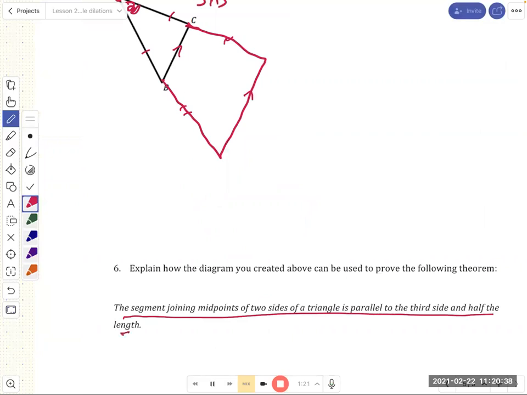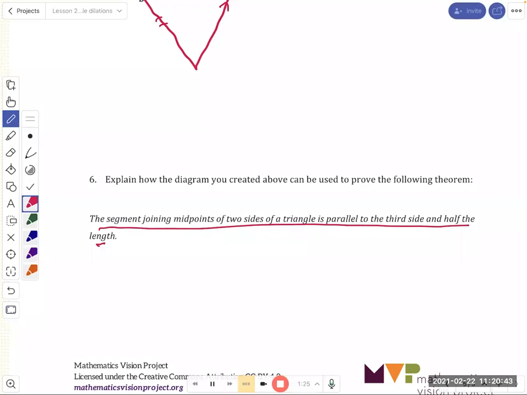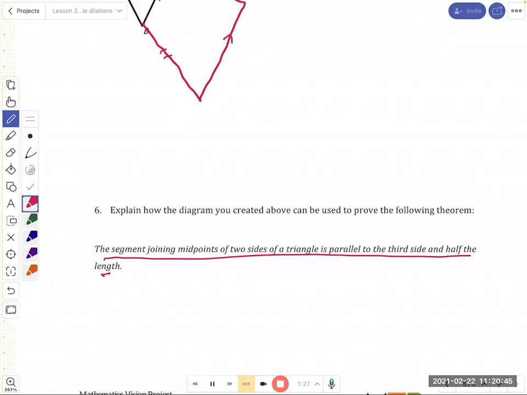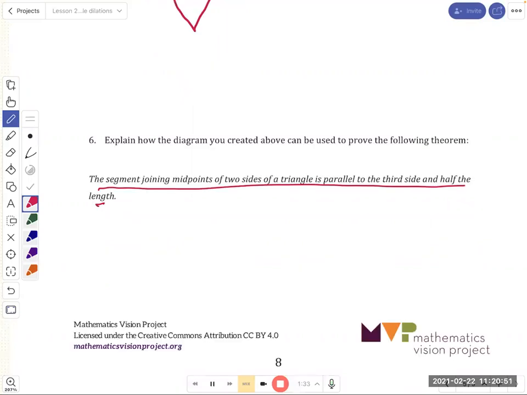Oh, well, there's something you can try and prove. Yeah, so that goes back, it's a different way of looking. So let's see if we can figure out what this means. The segment joining the midpoints of a triangle is parallel to the third side and half the length, okay?